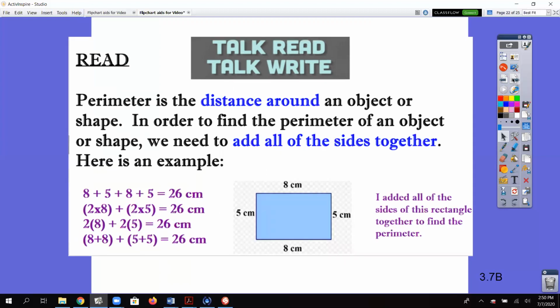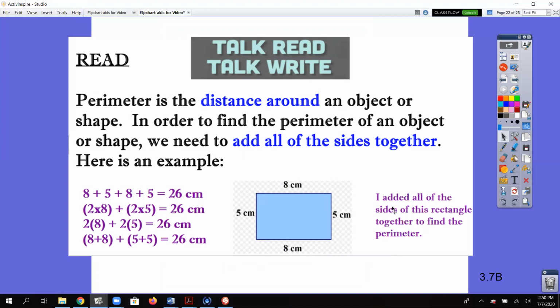Okay, for the read part, you'll have a student or yourself read this part right here. Perimeter is the distance around an object or shape. In order to find the perimeter of an object or shape, we need to add all the sides together. And here's an example. So here's a rectangle. We know it's a rectangle because the opposite sides are congruent to each other, 8 and 8, 5 and 5, and we have square corners. We have right angles.